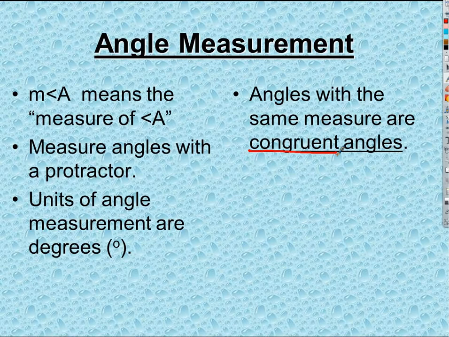So congruent in geometry means same shape and size. Okay, so it's a word that we use to describe geometric things, not numbers.